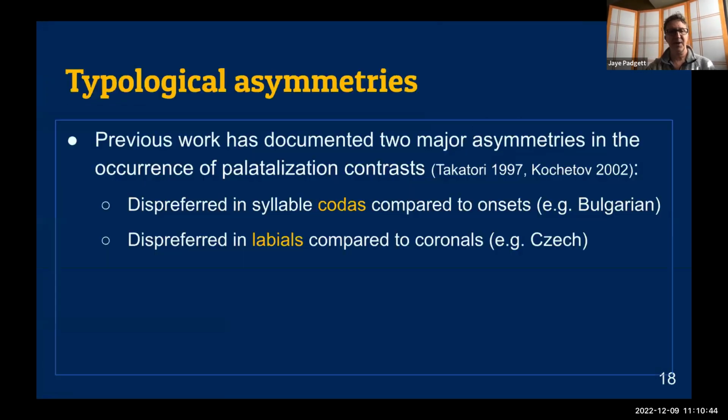So let's talk about the typological asymmetries in a little more depth. Previous work has documented these two asymmetries in the occurrence of palatalization contrasts. First, they can be dispreferred in syllable codas compared to onsets, never the other way around. So while Russian, for example, is like Irish in having the contrast across consonants and in both positions, Bulgarian does not have the contrast in coda position. And it can be dispreferred in labials compared to coronals. So Czech is a language that has lost the contrast in the case of labials.